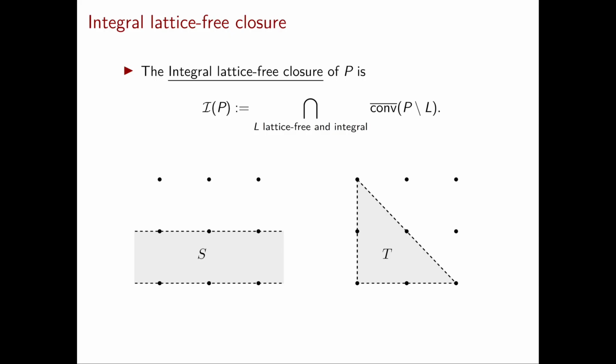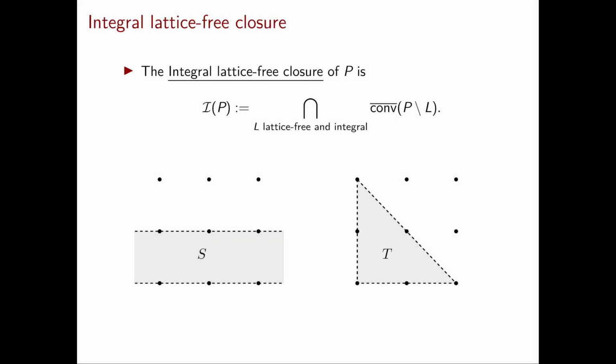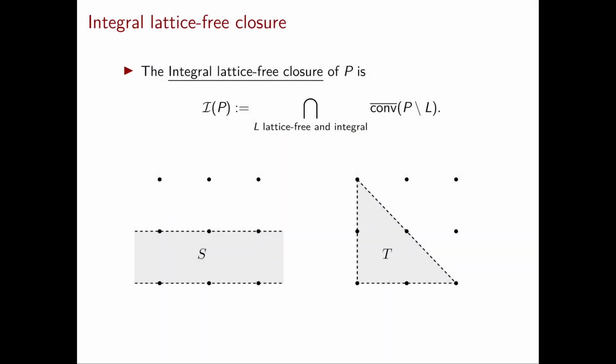And this triangle should remind you of the example that we've seen, which showed that split cuts are not sufficient to generate the mixed integer hull in a finite number of iterations. And if we apply this triangle to that example, you will immediately see that we obtain the mixed integer hull. So for that specific example, the integral lattice-free closure of the pyramid is the mixed integer hull.